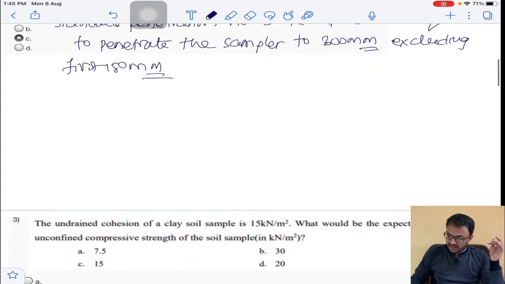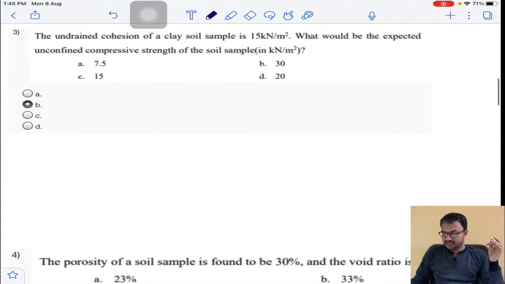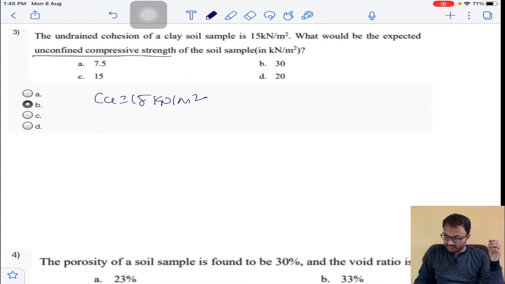Okay, and coming to question number 3. The undrained cohesion of a clay soil sample is 15 kilonewton per meter square. So that is Cu he has given, 15 kilonewton per meter square. What would be the expected unconfined compressive strength? Unconfined compressive strength is qu. qu is equal to how much?